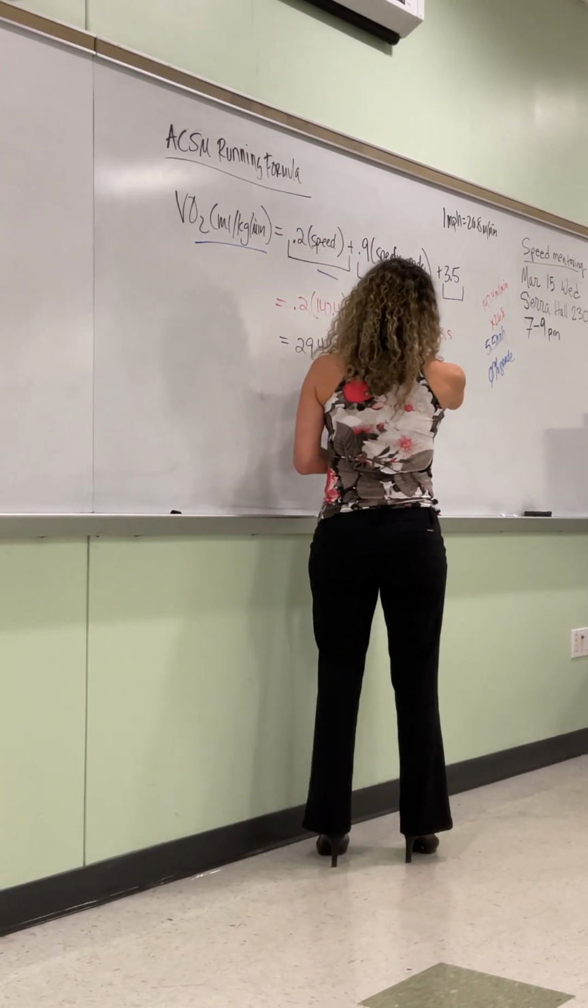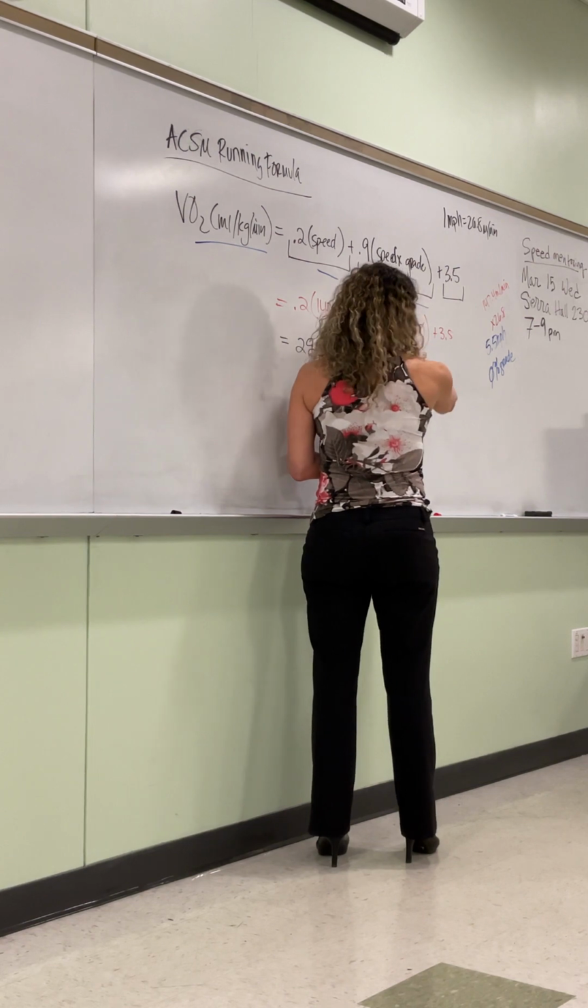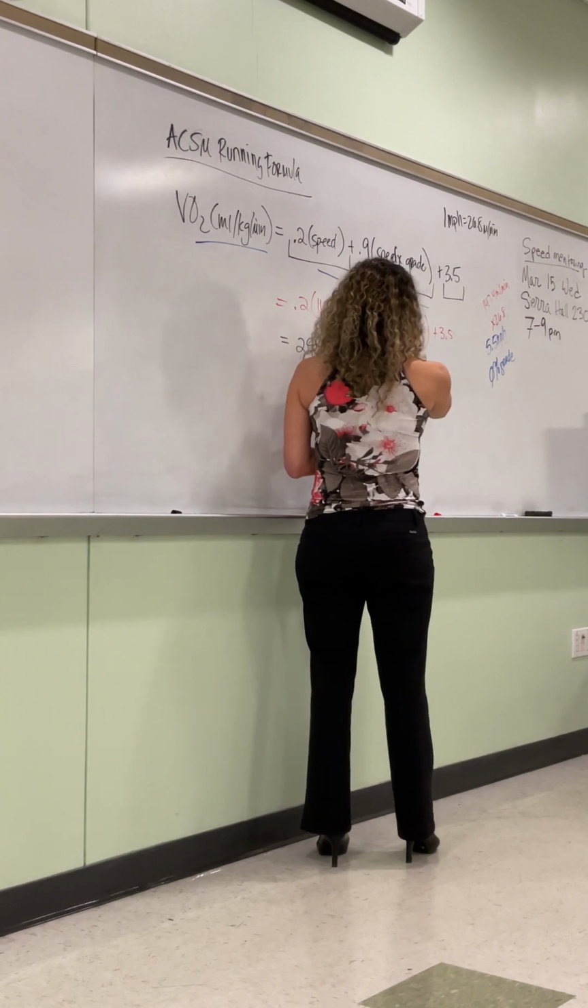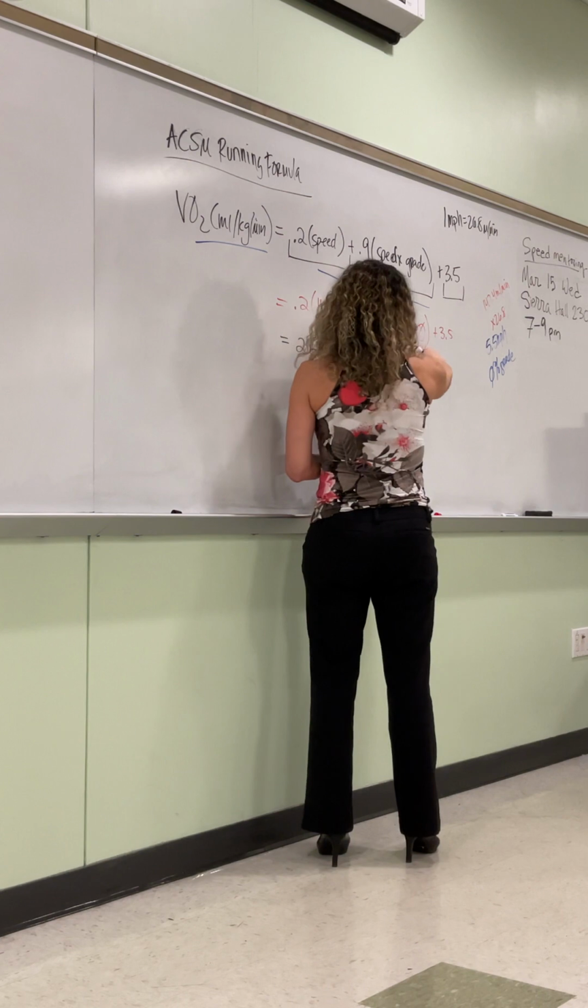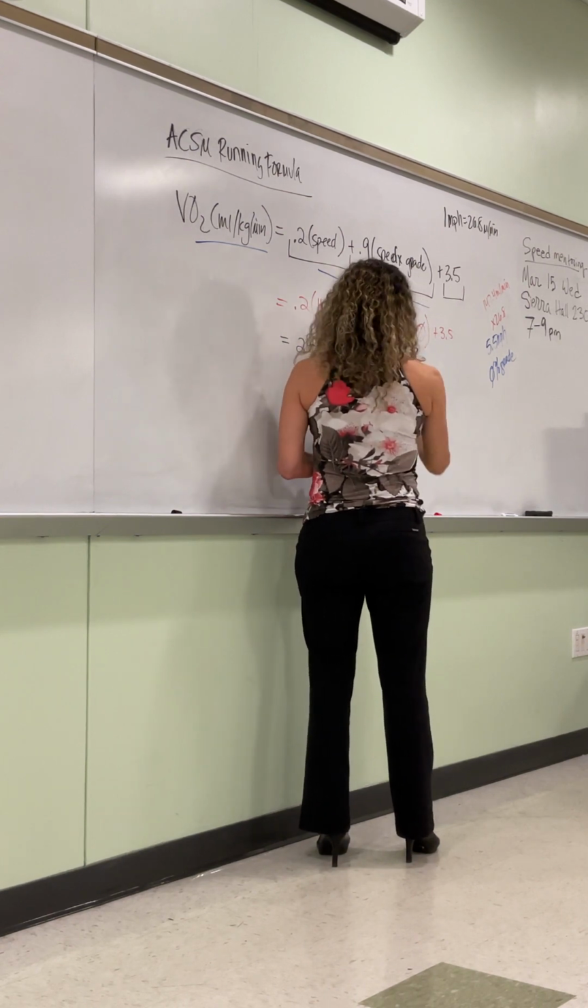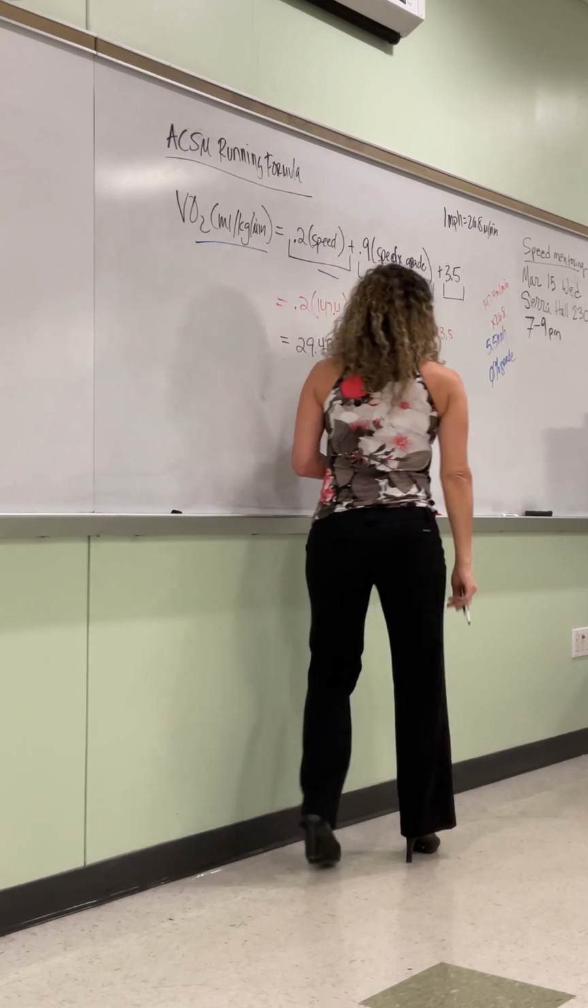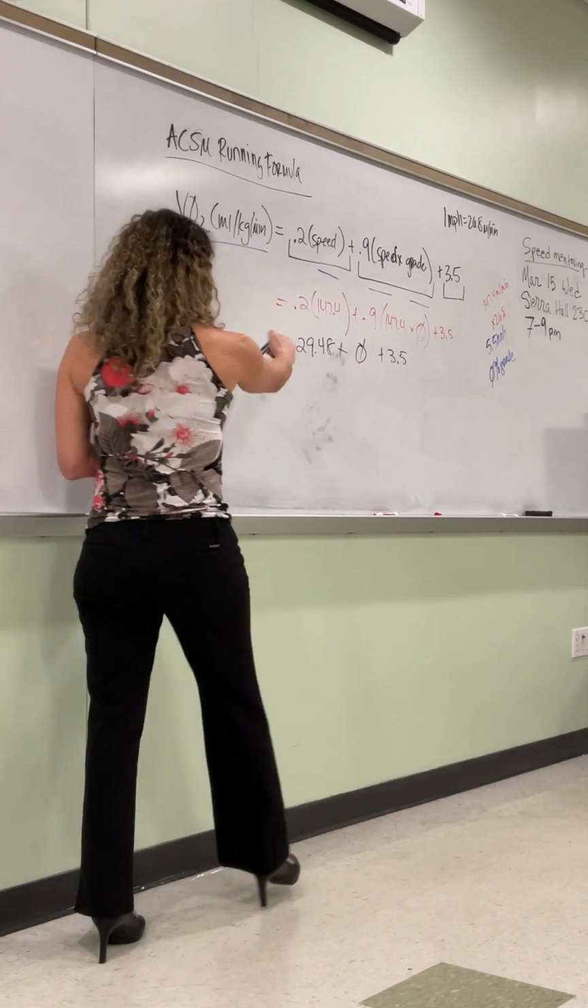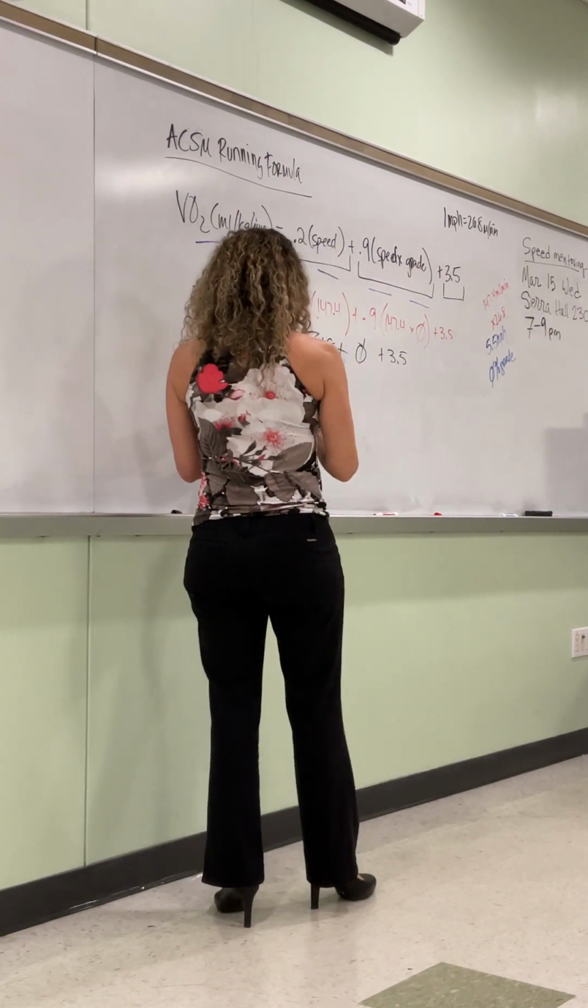Okay, if I do the 147.4 times 0, I'm going to get 0. And then if I do 0 times 0.9, I'm going to get 0. So anytime we're at a 0 grade, this whole piece just becomes 0. Then I can add those two numbers together.